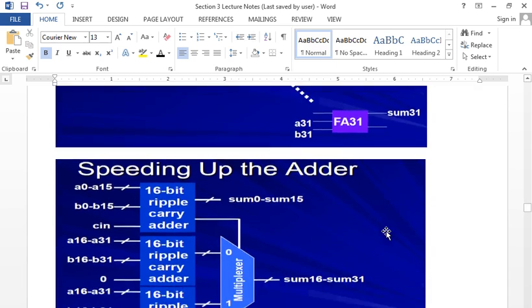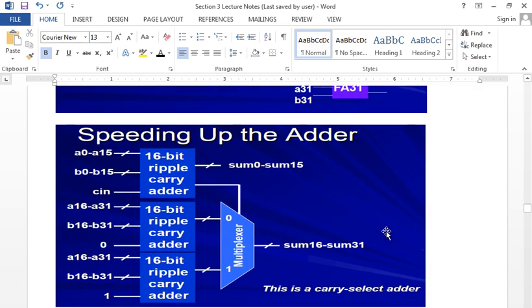But if you want to speed it up, what you can do is have a 16-bit ripple carry adder, and then 2 additional ripple carry adders where bits 31 through 16 go into both of them for A and B. And you initialize the carry in bit. This one is 0, and this one is 1. So it does the calculations at the same time as the initial adder. Normally this would just go to the ripple carry adder, and you have to wait for all these calculations.